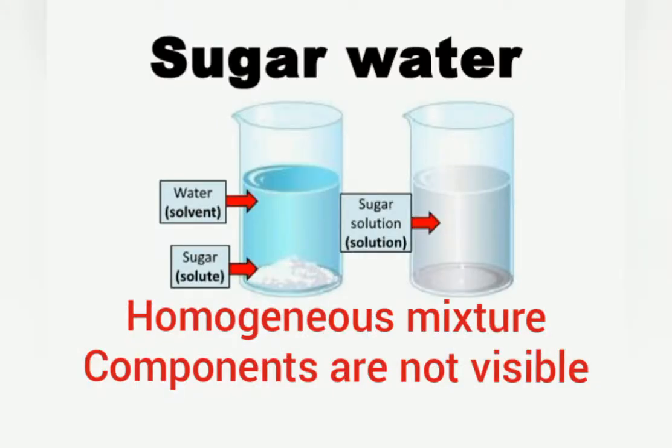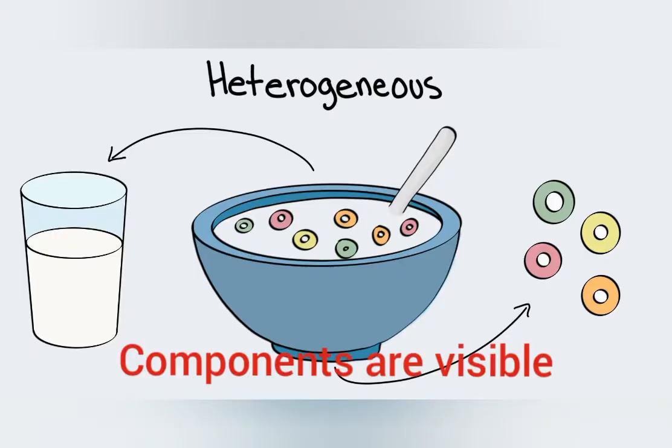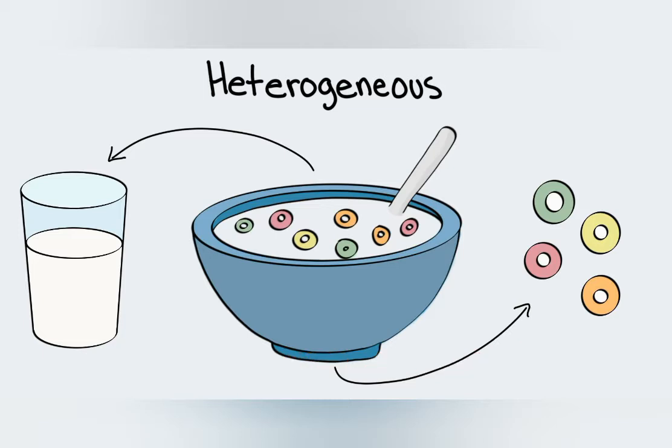A homogeneous mixture is one where the components are not visible, as in the case of sugar water. Heterogeneous means the components are clearly visible.